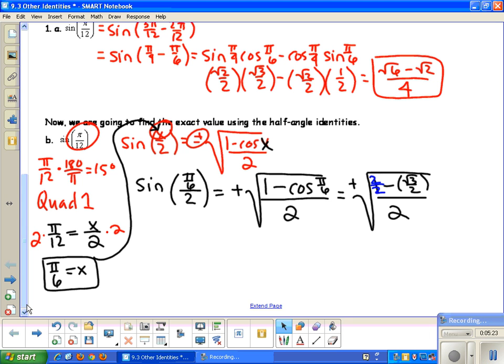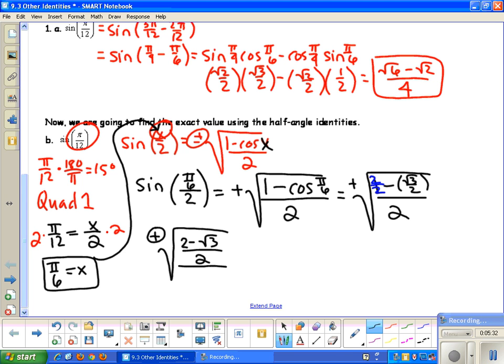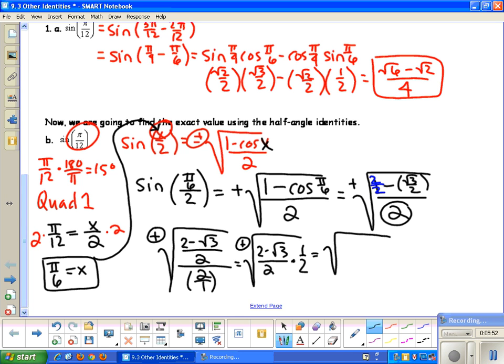When I do that, I end up with the square root, and remember it's a positive square root, of 2 minus root 3 divided by 2, all divided by 2 from this in my denominator here. And I'm going to put that 2 over 1 so that when I flip it, I remember that I'm multiplying by the reciprocal. So I have the positive square root of 2 minus root 3 over 2 times 1/2, which is equal to the square root of 2 minus root 3 over 4, because 2 times 2 is 4.